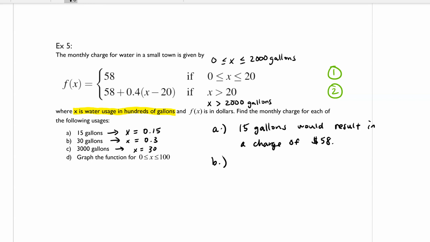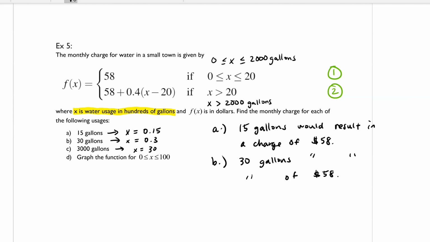And then same thing for B. Because it's less than 2,000 gallons, it falls in that first scenario. So 30 gallons, I'm just going to put quotations of $58 to indicate that I was copying the same thing from above.